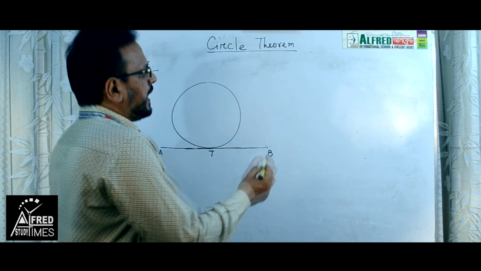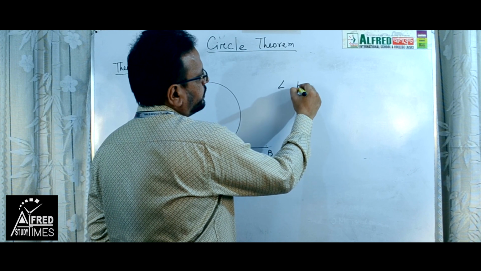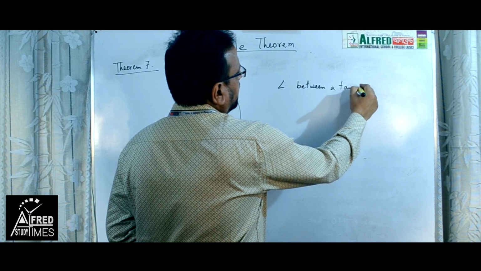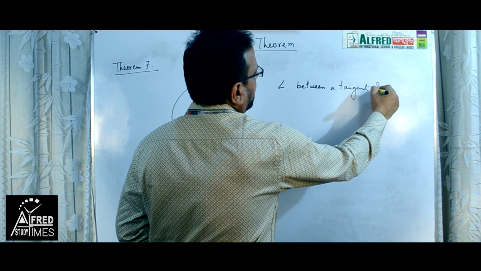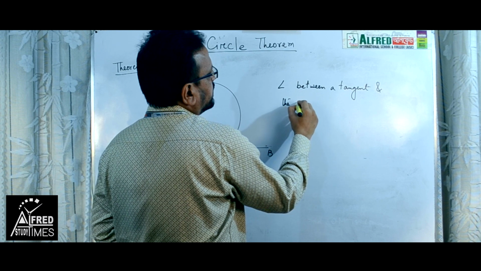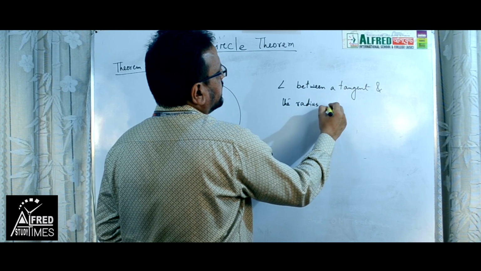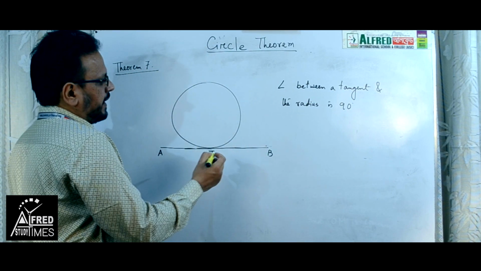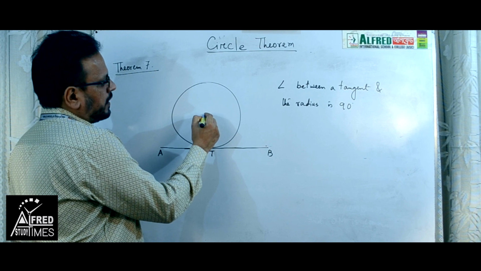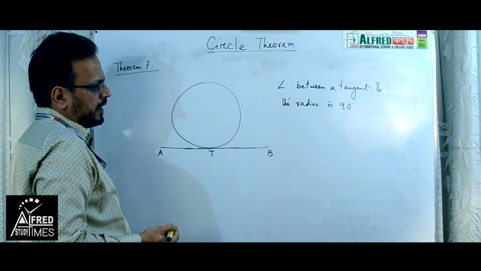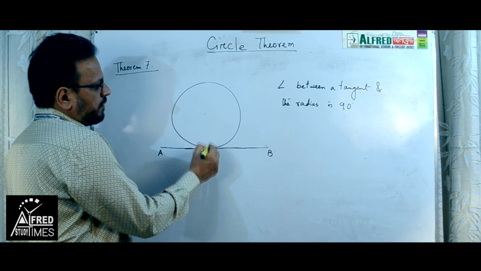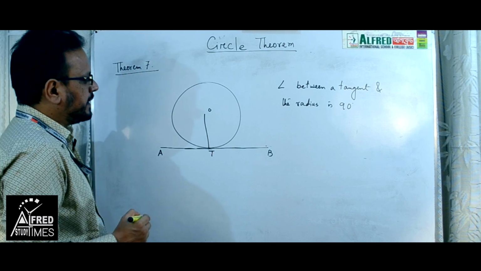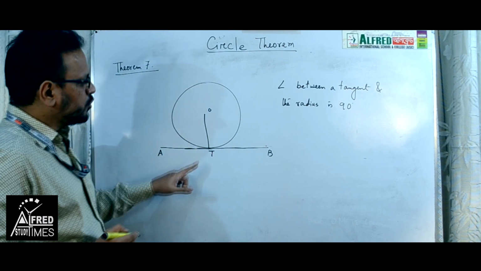Now the theorem says that the angle between the tangent and the radius is 90 degree. So the angle between the tangent and the radius, so from the center if I join, it should touch at the point of contact. This is the point of contact. So if I join this one like this, angle OTA, it should be at the point of contact.